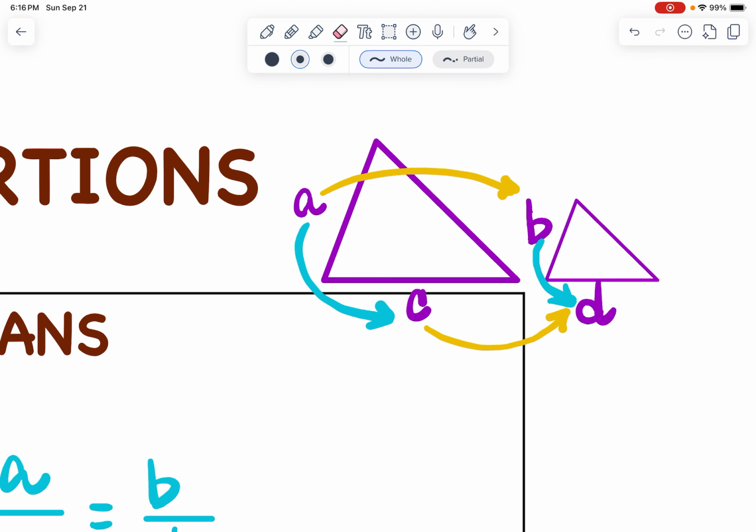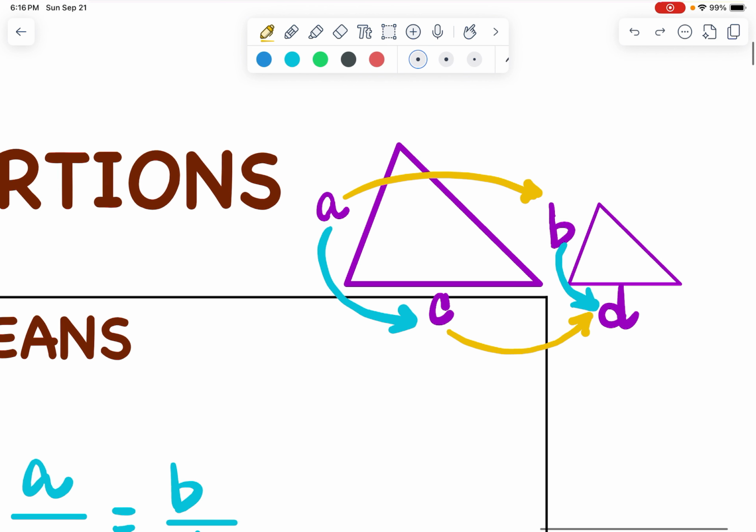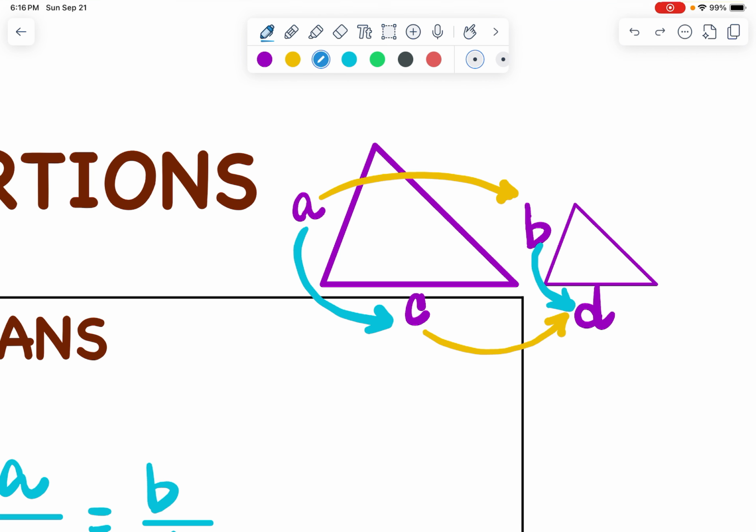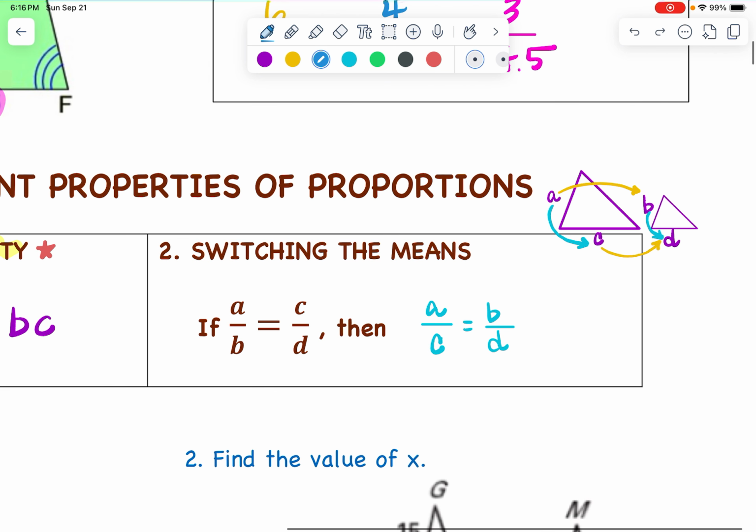Notice my arrows. If I go blue, oopsies, sorry about that. If I go left side is to bottom, I can't go bottom is to left side and reverse it. Right? So as long as you're consistent, left to right, or left to base, it doesn't matter. Okay? Just stay consistent.